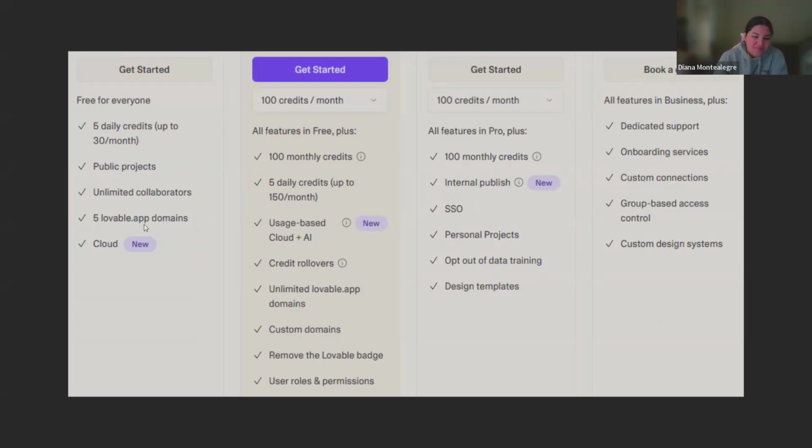So you get 5 daily credits, much like Boodle. So 5 seems to be a number. Daily credits, premium prompts. So unlimited collaborators. So this is what they tell you you get based on the different price structure. And it's all measured in the arbitrary unit of credits.